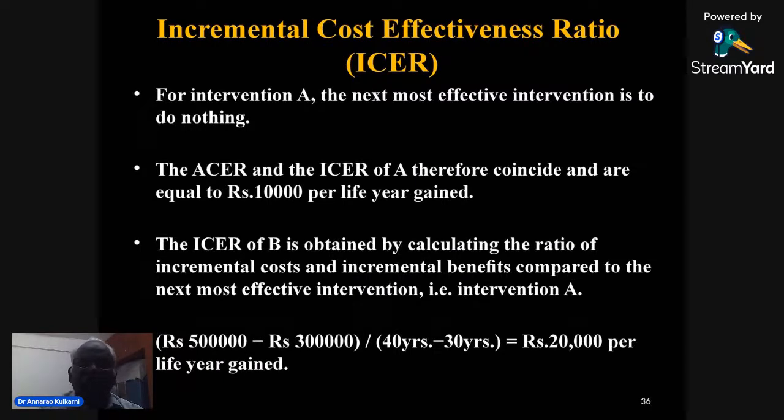For intervention A, the next most effective intervention is to do nothing. As we have seen earlier, doing nothing is one important alternative in most of the problems where we do not have the treatment, or the treatment has a high risk, or is very, very expensive. So for intervention A, the next most cost effective intervention is doing nothing.